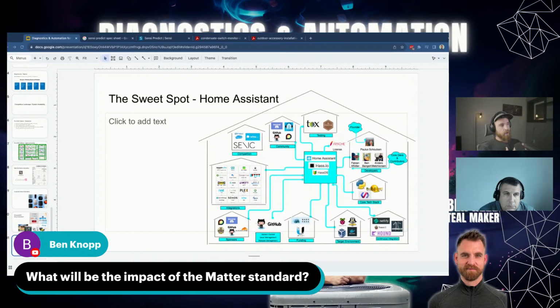So I guess what I'm getting towards, and I didn't think we would get here as early as we did, is that the goal I would love to see is an open source diagnostics and automation project for HVAC, for residential HVAC.